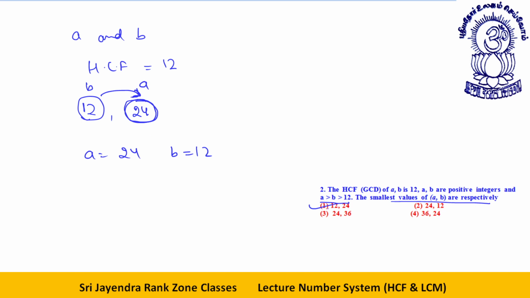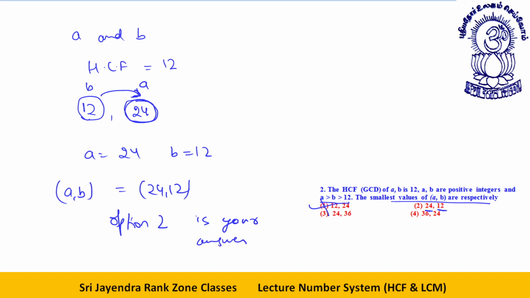Don't be in a hurry to mark this. We have to find A comma B. This is A comma B. A comma B is equal to, option 2 is your answer. Okay, dear students, let's move ahead.